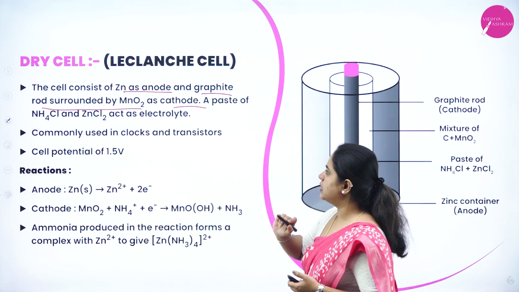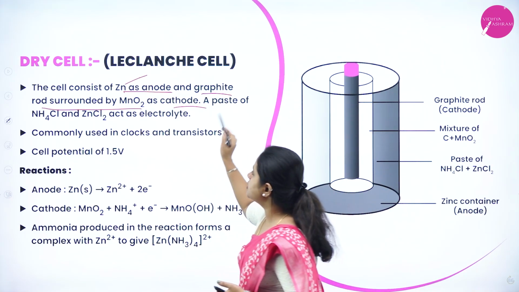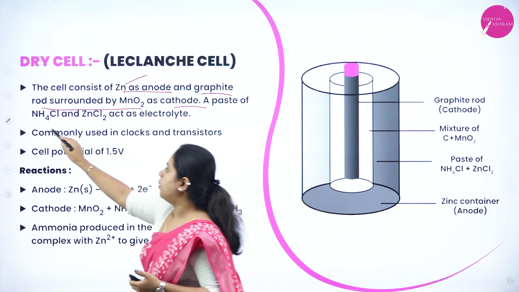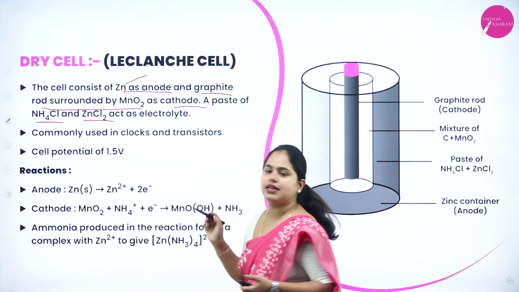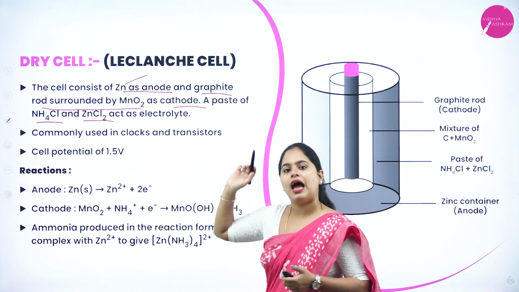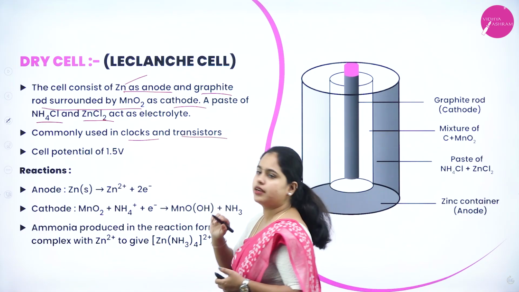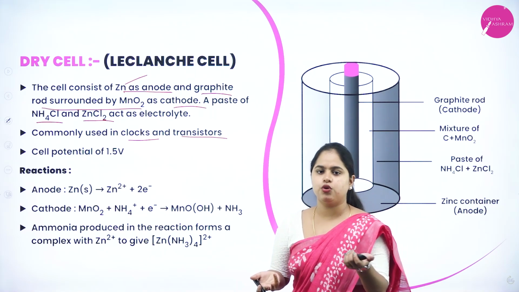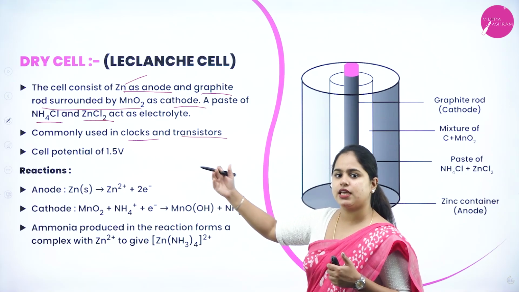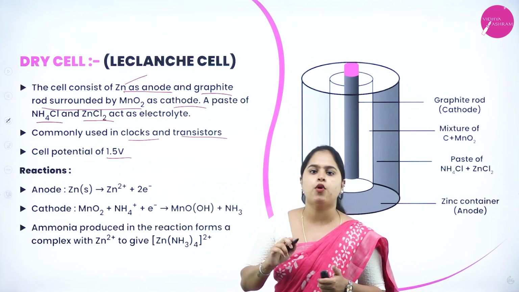The anode is zinc, and the cathode is a graphite rod surrounded by MnO2. A paste of ammonium chloride and zinc chloride acts as the electrolyte. It is commonly used in clocks and transistors. Inside clocks, the battery present is the dry cell or Leclanche cell. The cell potential of the dry cell is 1.5 volt.